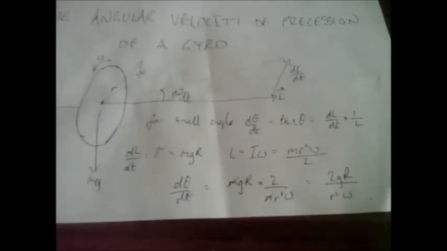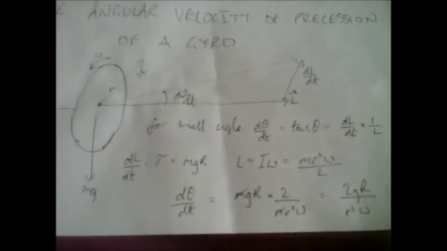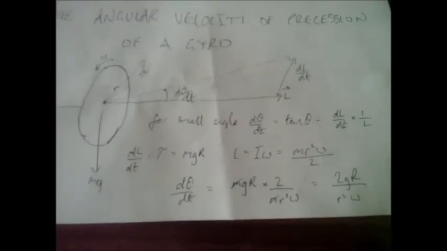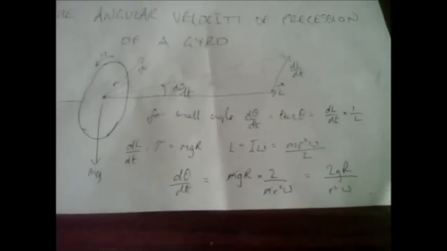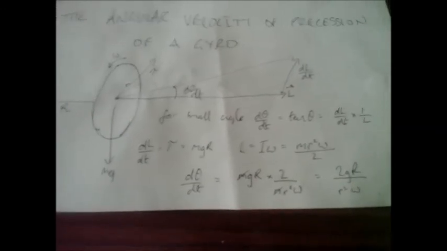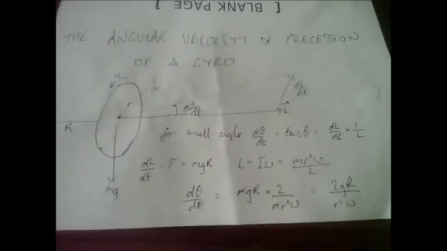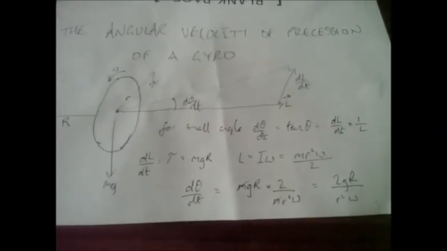It's a good topic this. It's a lot of angular momentum vectors, crazy vectors that are normal to the plane of rotation. It's a good topic. But that's one way you can derive the formula for the angular velocity of precession of a gyro.